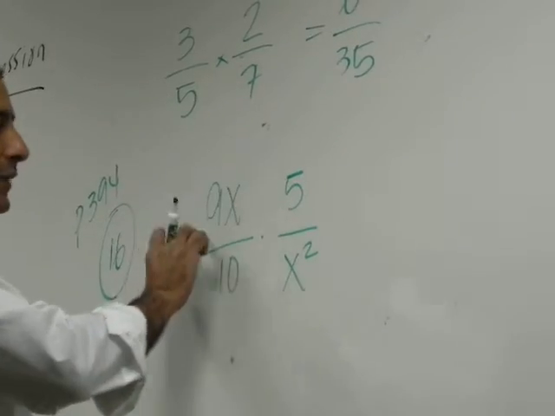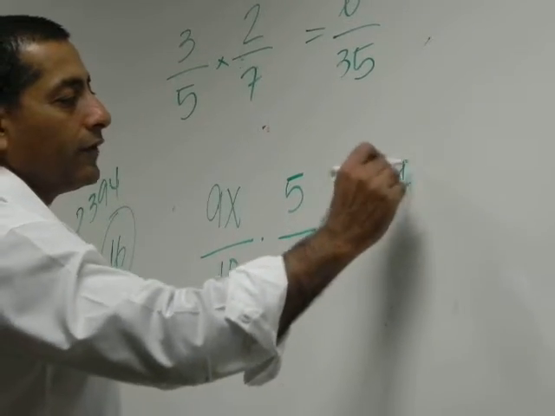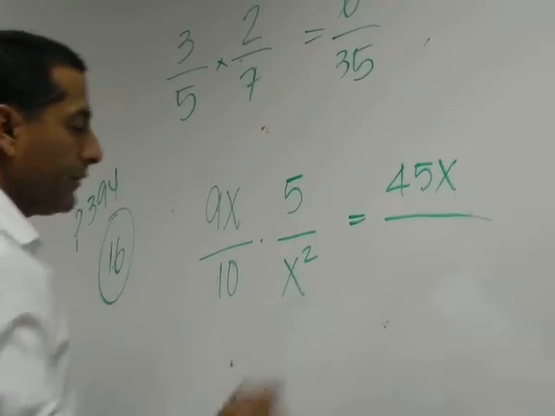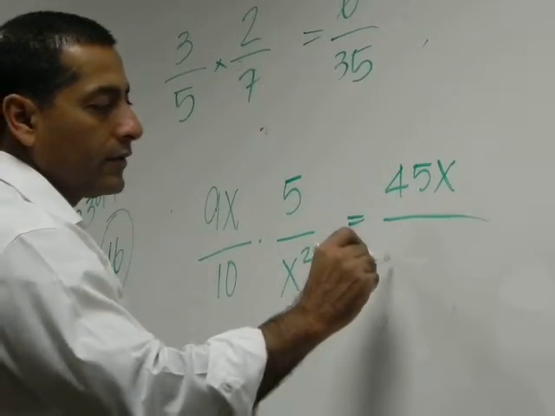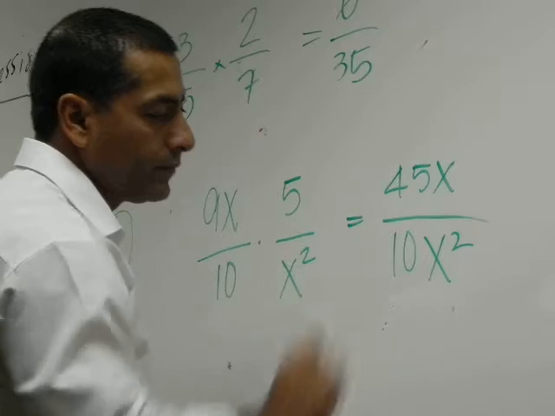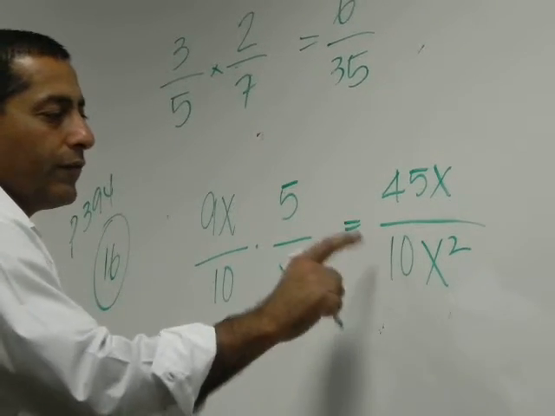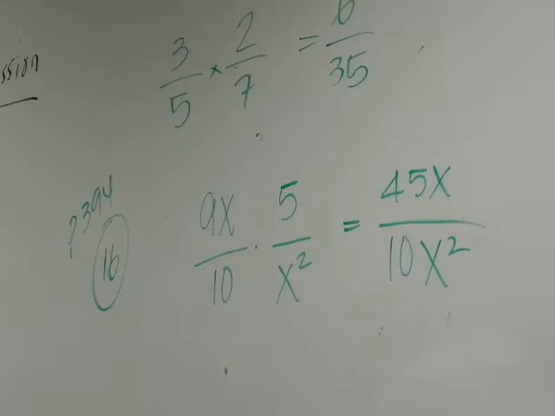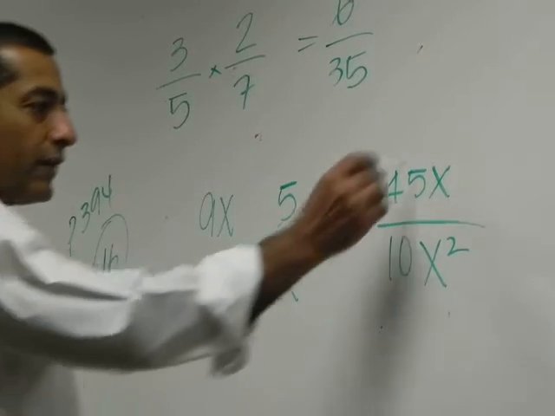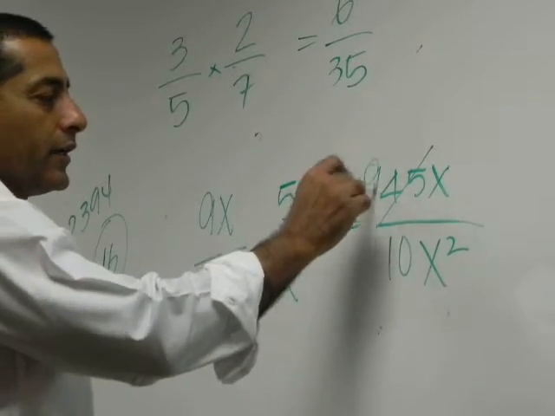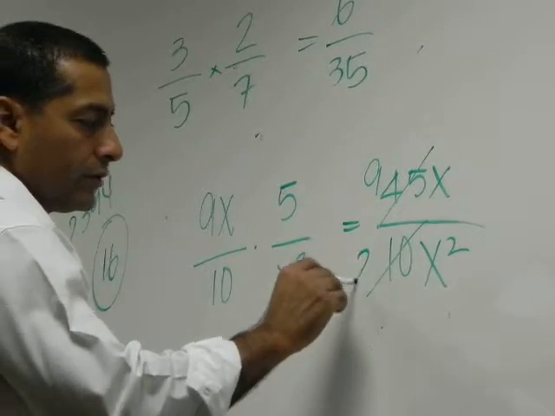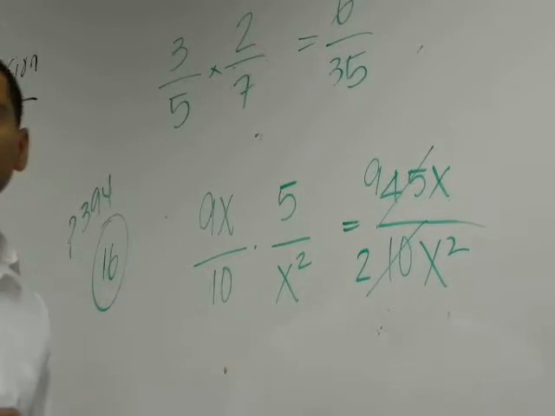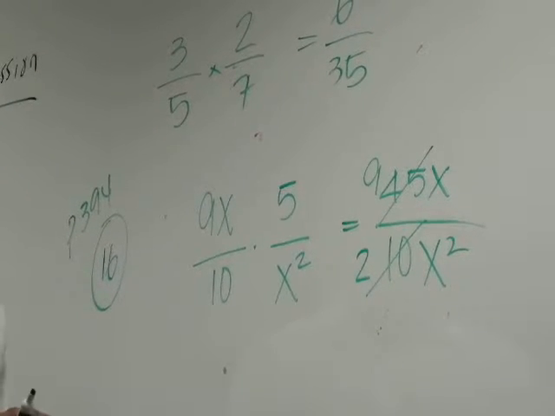Multiply across: 5 times 9 is 45x, divided by 10 times x squared, which is 10x squared. Can 45 and 10 be simplified or reduced? By 5. 5 goes into 45 how many times? 9. And 5 goes into 10 how many times? 2. Then x and x squared: x is going to be left.